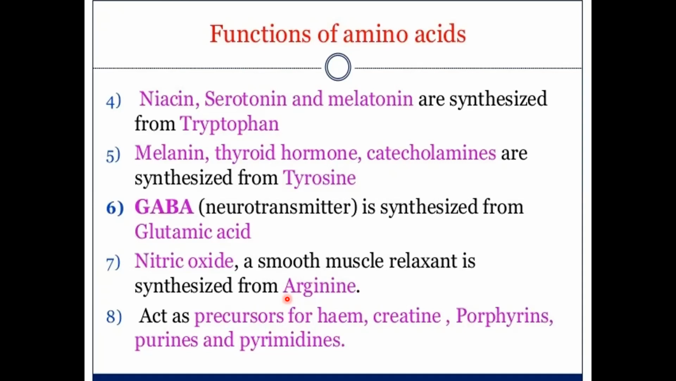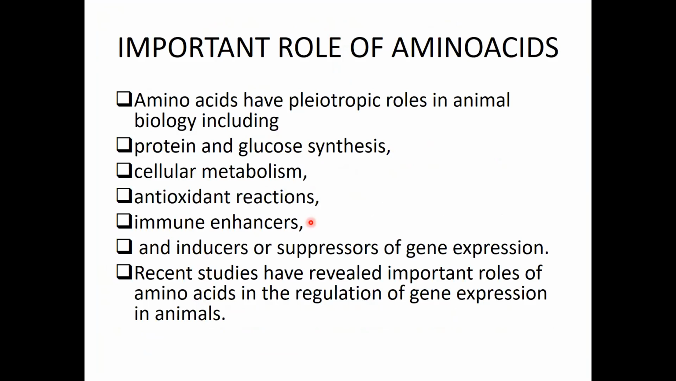Gamma aminobutyric acid, which is a neurotransmitter, is also synthesized from glutamic acid. Similarly, nitric oxide, a smooth muscle relaxant, is synthesized from arginine. And they also act as precursors of heme, creatine, porphyrins, pyrimidines, and purines.